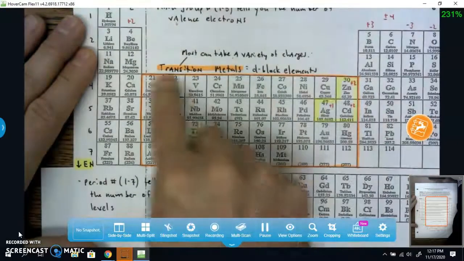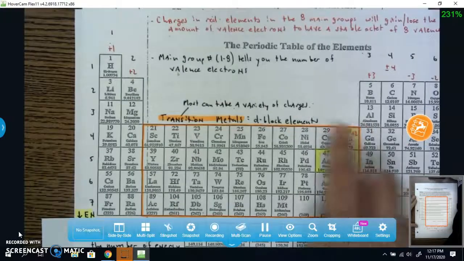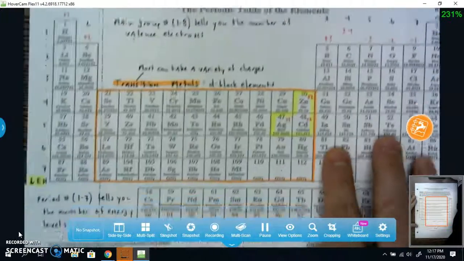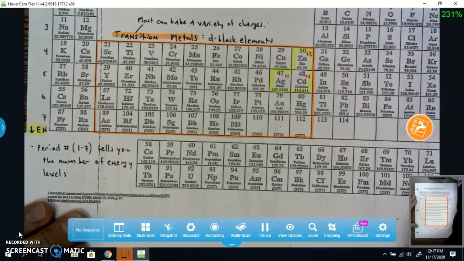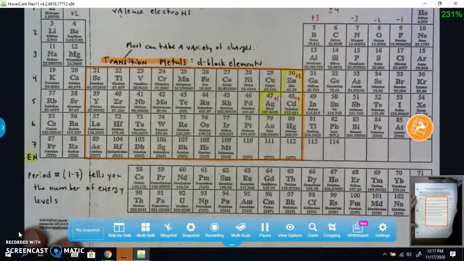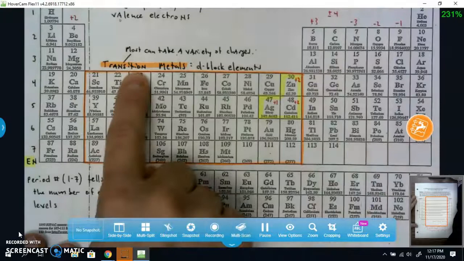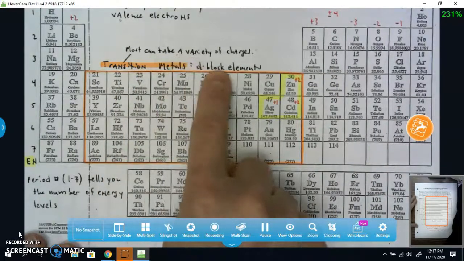So this is the D block of the periodic table. Remember, it goes S with these 2 columns, P with these 6 columns, D with these 10 columns, and F is down here at the bottom. And that corresponds to the number of electrons that can fit in the S, P, D, and F sublevels when we're writing electron configurations. So again, transition metals, most can take a variety of charges. These are also called D block elements.